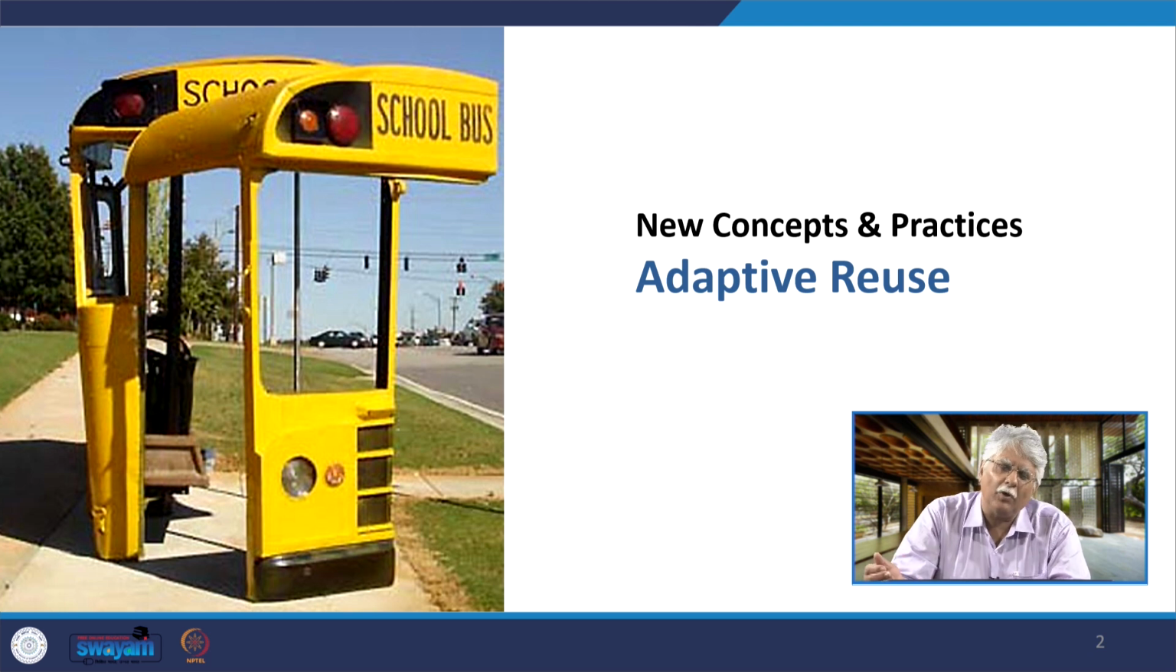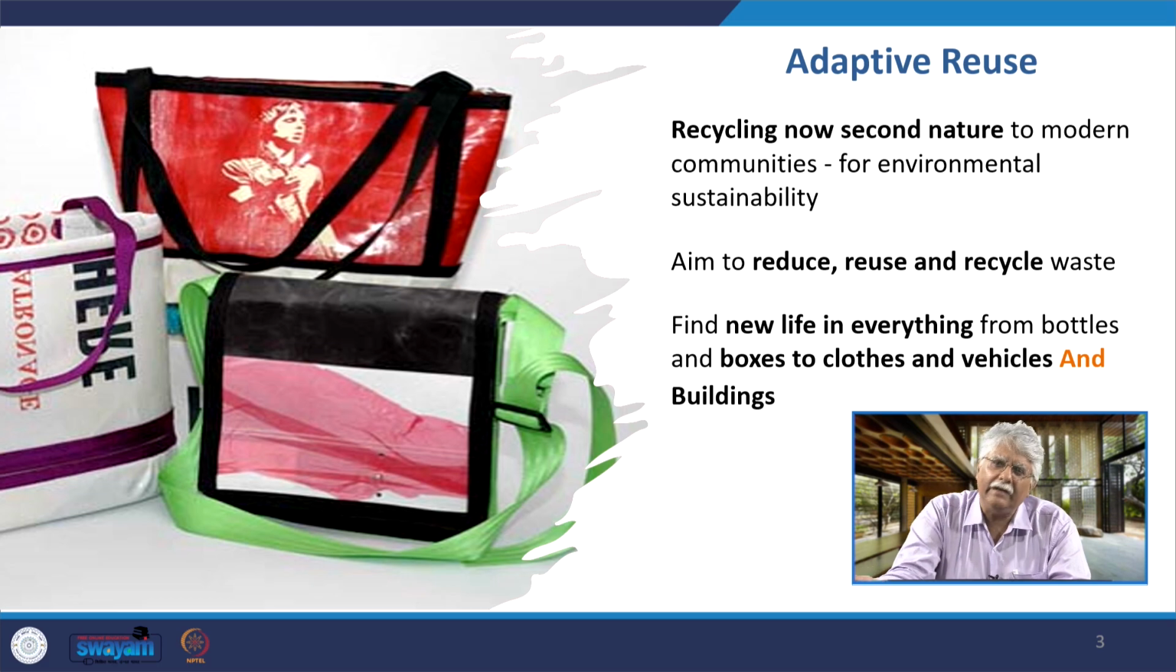The whole concept of a circular economy is very strongly benefited by adaptive reuse because we are able to renew an object, renew a building to a new use. Recycling is now second nature to modern communities, particularly with regard to environmental sustainability. This has been there in our culture for a long time. In our homes, for example, we used to take some object meant for some other purpose and, for example, turn a Coke can into a pen stand. That is adaptive reuse. The aim was to reduce, reuse and recycle waste.